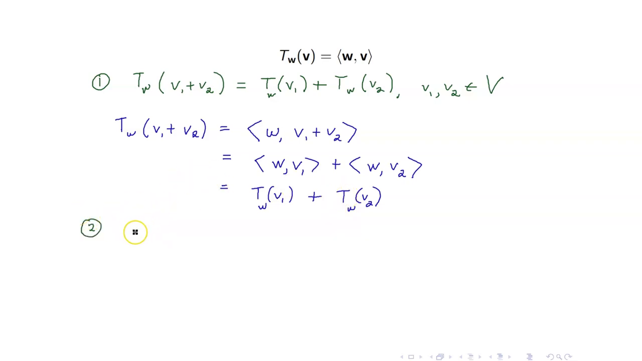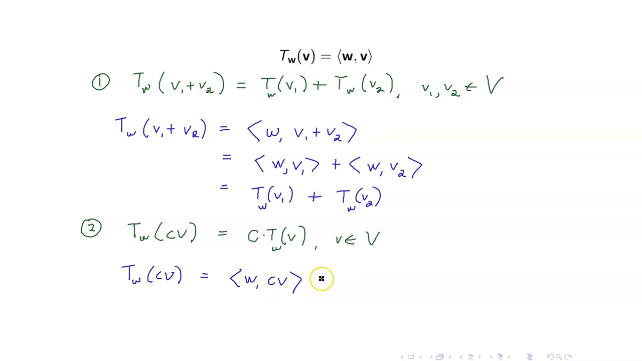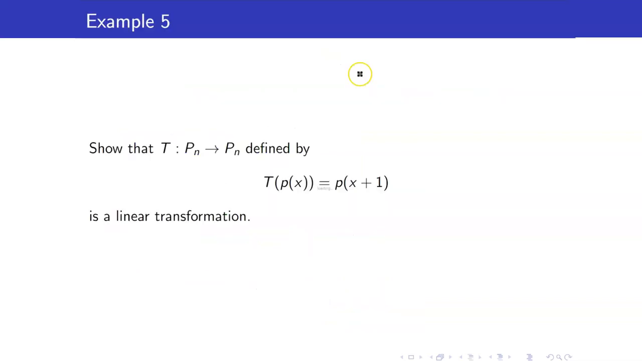Next, let us verify the second property. The image of CV, is that the same as C times the image of V? Starting with the image of CV, by definition, this is the inner product of W with CV, the input. Recall from our properties of inner product that we can pull this out. This becomes C times the inner product of W with V, and therefore this is now C times the image of V under the function T_W. Hence, this is really a linear transformation.